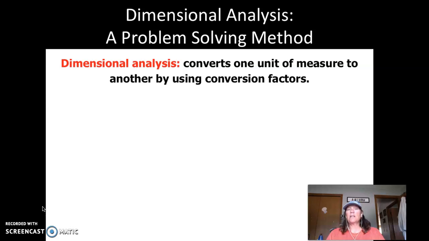A conversion factor is like multiplying by 1. Like there are 60 seconds in a minute. They equal each other, but if I want to switch something from seconds to minutes, I've got to use that conversion. So I'm going to show you how to use these, and we use these all the time in chemistry.